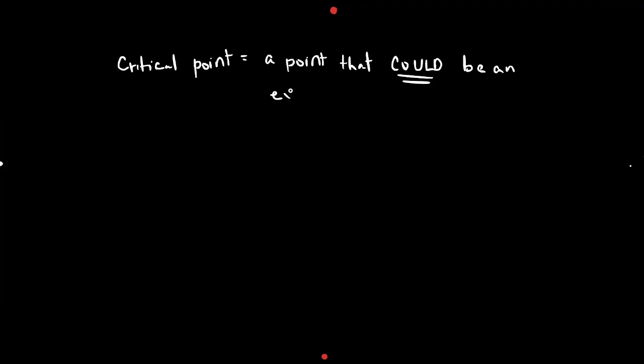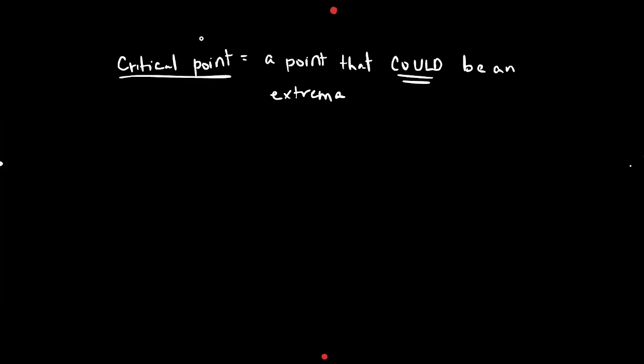Well, a critical point is essentially just a point that could possibly be an extrema, a max or a min. Again, it's not definitive. If you have a critical point, it doesn't mean that it is for sure an extrema, a max or a min, but it has the possibility. So it could be a max or a min. So that's what a critical point is.